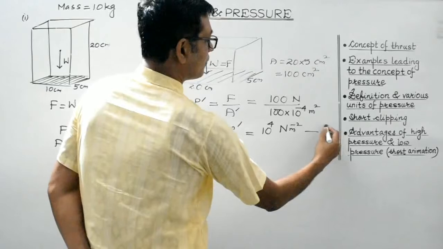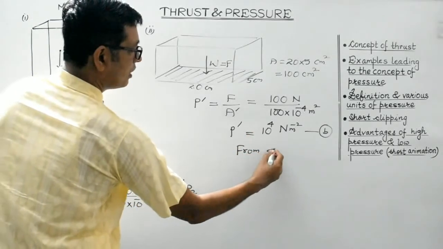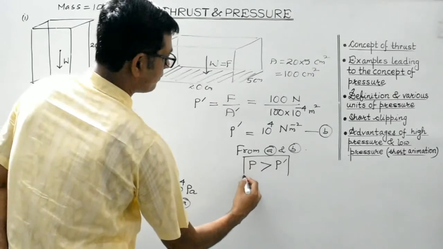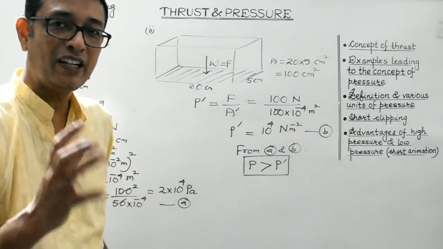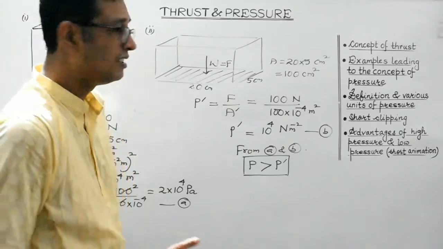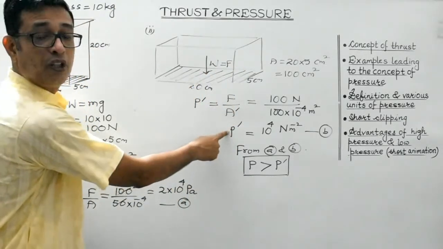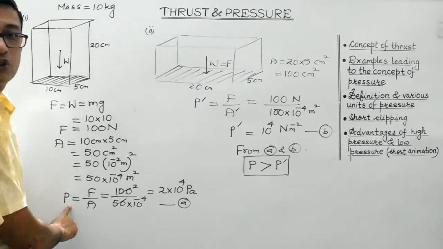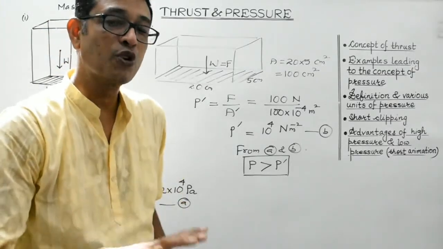This is P dash. Now, students, observe these two. What do you get? P is greater than P dash. So from A and B, we observe that P is greater than P dash. Clear, students? What we have mathematically verified is that in both the cases, the force, which is equivalent to the weight of the body, is the same. But due to the different orientation, the area of contact is different. The greater the area of contact, the smaller will be the impact of force, the smaller will be the pressure. The smaller the area of contact, the more will be the impact of force, the more will be the pressure exerted by the body on the surface. So pressure is inversely proportional to the area.